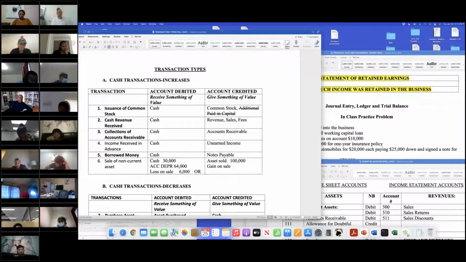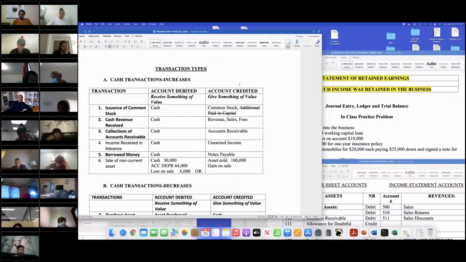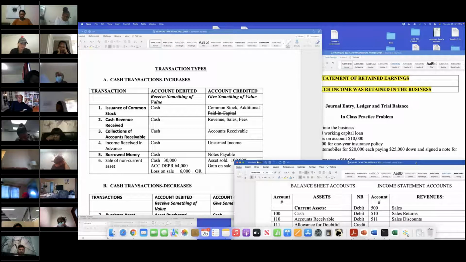Whenever cash comes into the business, we're always on the first journal entry. We issued common stock. Our system says we debit cash and we credit common stock. That's what we're doing. We debit cash and we credit common stock.